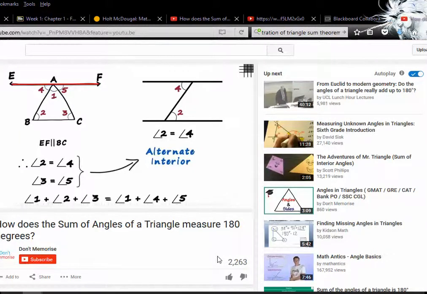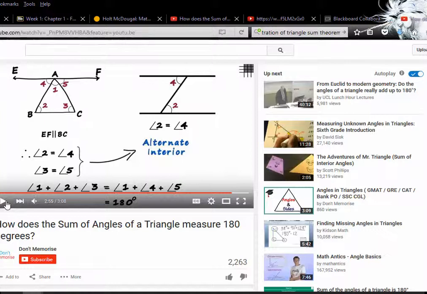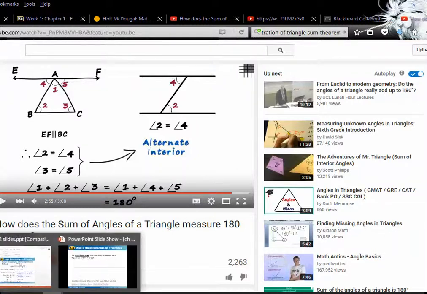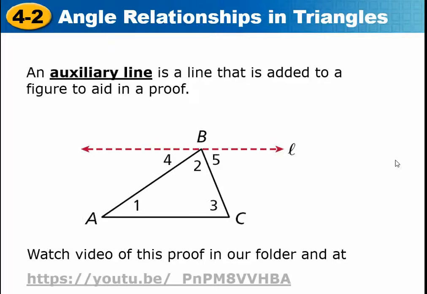EF is a straight line, and since EF is a straight line, we know that the sum of angle 1, angle 4 and angle 5 will equal 180 degrees. It implies that the sum of angles 1, 2 and 3 will also equal 180 degrees. So that's the proof of why the sum of all the interior angles of a triangle are equal to 180 degrees. All right, so continuing on in our lesson, now we will use that, showing how to use the proof.